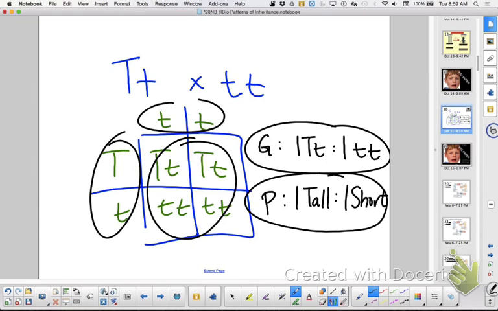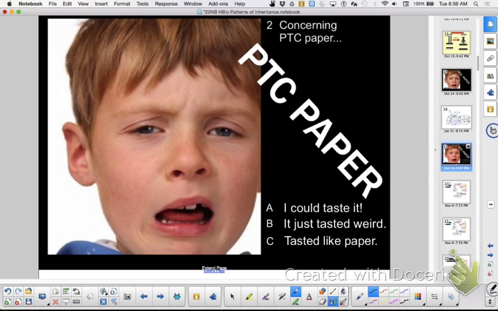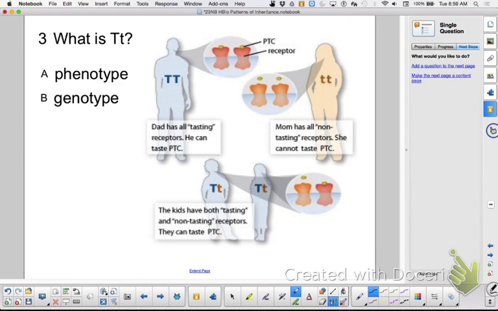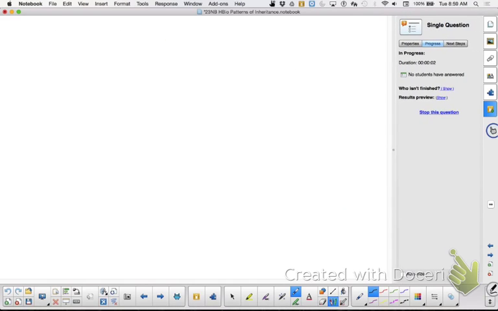Now, when we ended class last time, we were looking to see if we could taste that PTC paper, right? I'm going to come back to that in a minute. But some of you definitely could taste it. We're going to just lead up with this review question. I know we did one more question farther, but you should be getting 100 on this one.